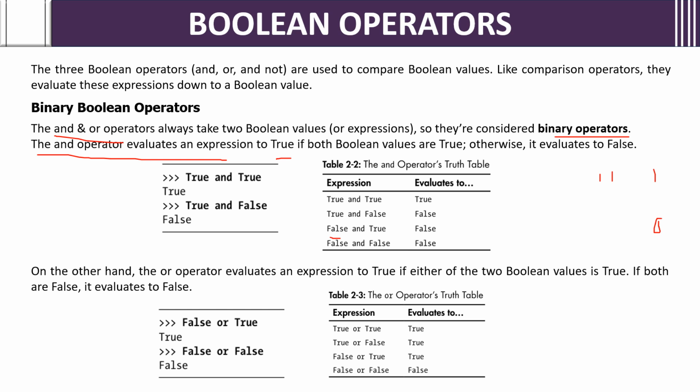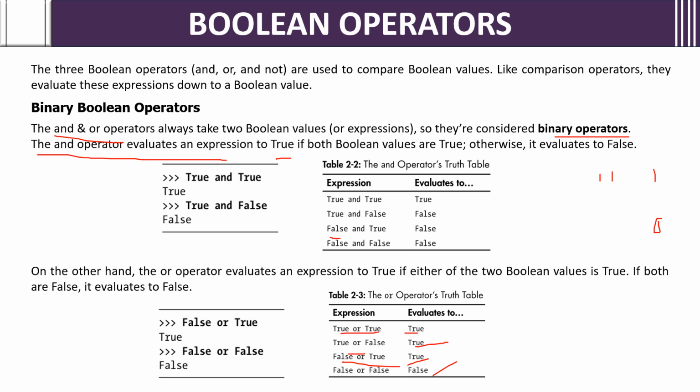On the other hand, the OR operator evaluates an expression to true if either of the Boolean values is true. If any of the Boolean values is true, then it will evaluate to true. Otherwise, it evaluates to false. True or true is true. True or false is also true. False or true is also true. False or false will be false. Considering false is 0 and true is 1: 1 or 1 is 1, 1 or 0 is 1, 0 or 1 is 1, 0 or 0 is 0. Like that.